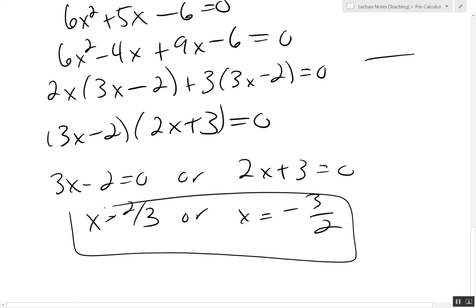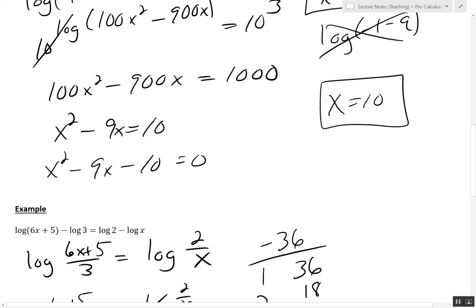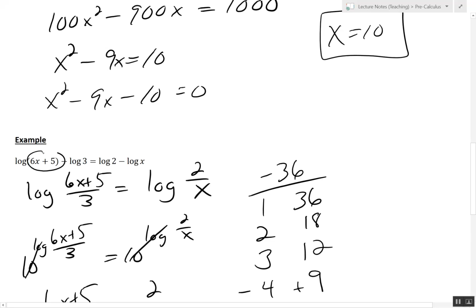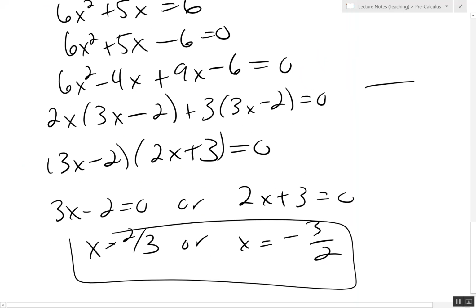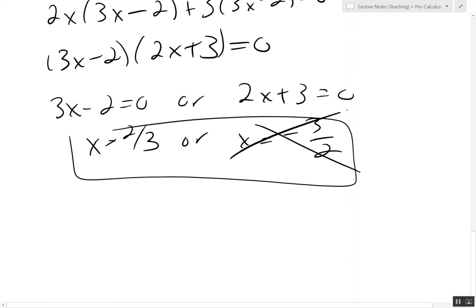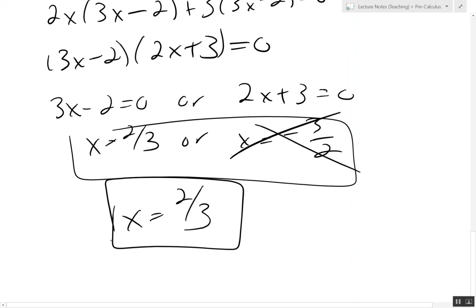And then we need to make sure these answers make sense. Putting a positive number in here doesn't matter, but if we take 6 and multiply it by negative 3/2 and add 5, we just need to check to make sure that's not 0. Oh, actually, that's not even the issue here. Log of x can't take negative values, and one of our solutions is negative, so we have to throw it out, and so we just get positive 2/3.